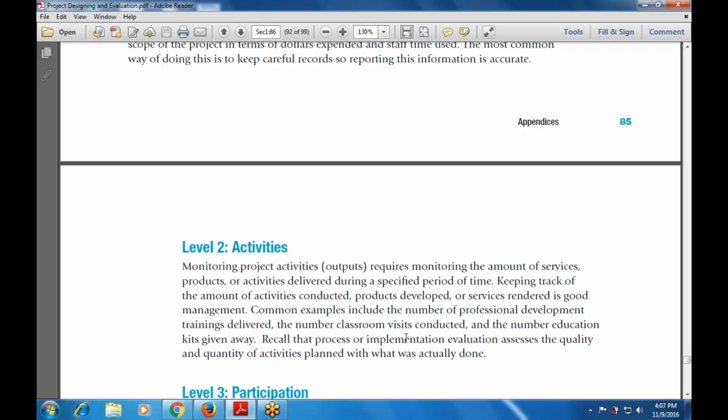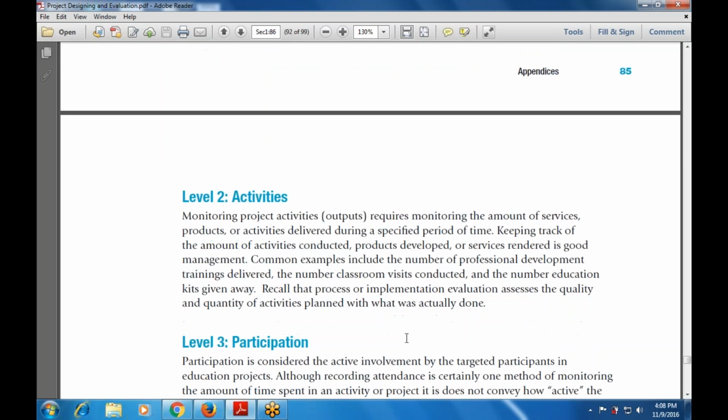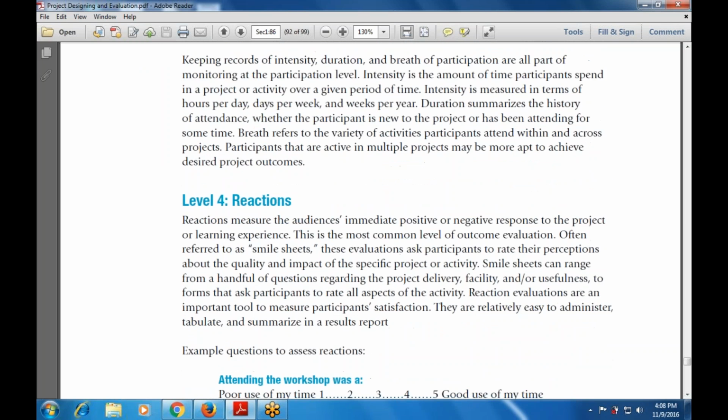Then level number three is the participation. How are we going to participate, and what are the various terms used with participation? Then level number 4 is a reaction.